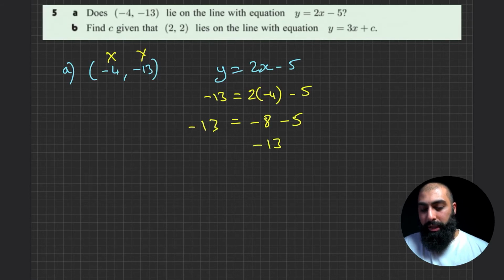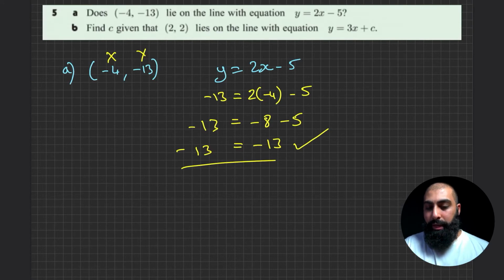Well, -8 minus 5 is -13, so this point does actually lie on the line. Okay, let's look at the second question.